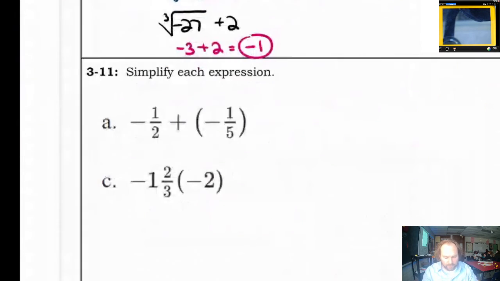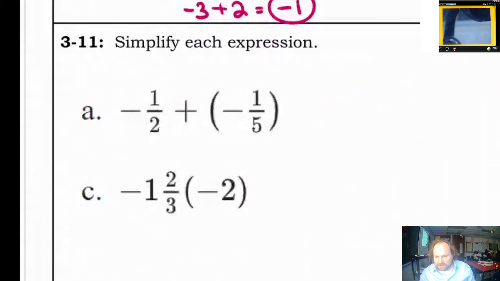And finally, 3.11, we've got to simplify each expression. These are going to be fraction problems. My 6th-hour class is currently in the background. If the bell goes off while I'm in the middle of this problem, you guys are just good to go. But let's just rock through it.